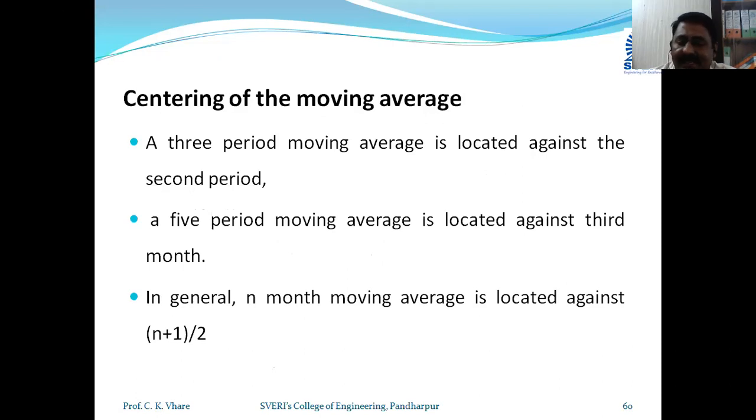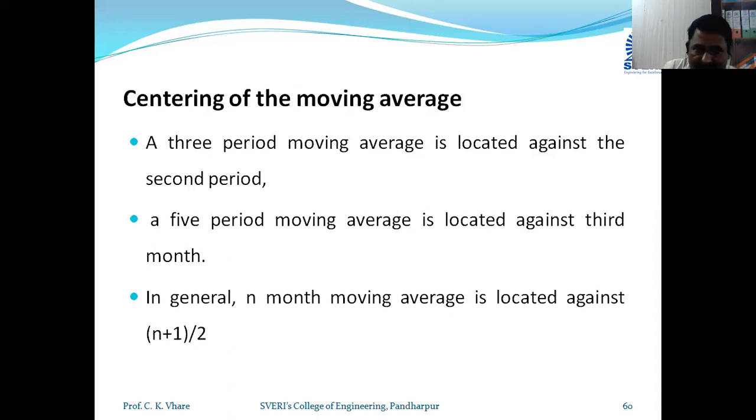Where is the center of this moving average method? You can say the center is at n plus 1 divided by 2. For example, if it is 3 months, then the center is at the second month. If it is 5 months, the center is at the third month. So no guess is required, we just use that n plus 1 by 2. For example, here the n value is 5, so 5 plus 1 is 6, divided by 2, so it is the third month.